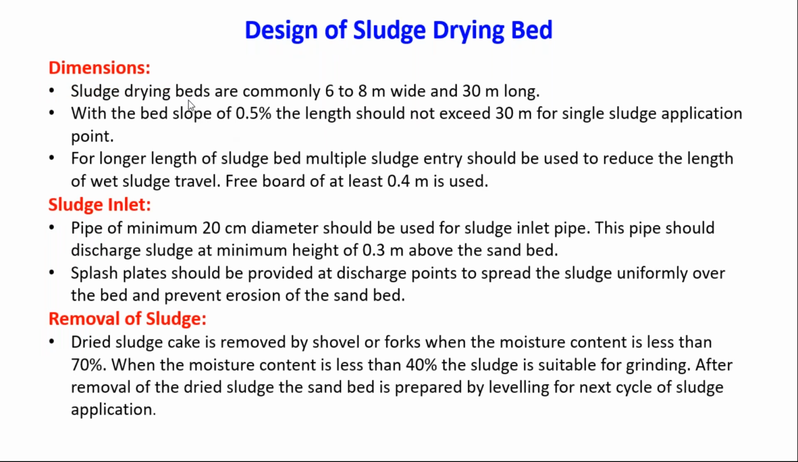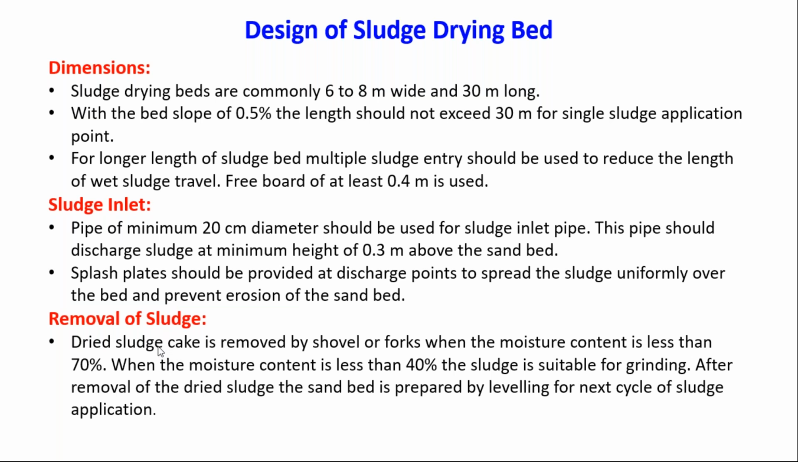So there are again other dimensions, like sludge drying beds are commonly 6 to 8 meter wide, 30 meter long. Then bed slope is 0.5% of length, should not exceed 30 meter for a single sludge application point. Then freeboard of at least 0.4 meter is used. Then sludge inlet pipe minimum 20 centimeter diameter, and the pipe should discharge sludge at a minimum height of 0.3 meter above the sand bed, and splash plates should be provided at discharge points to spread the sludge uniformly over the bed.